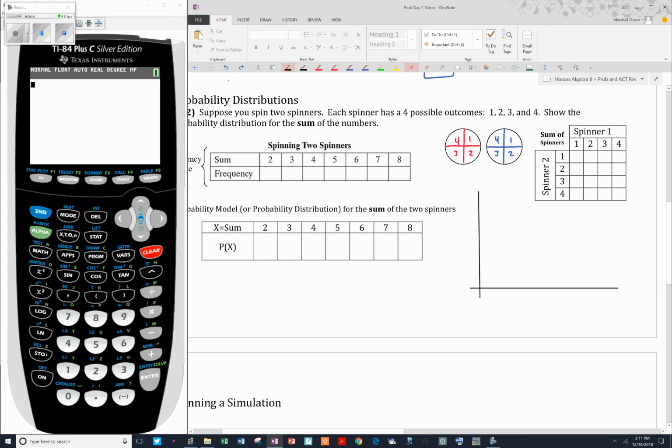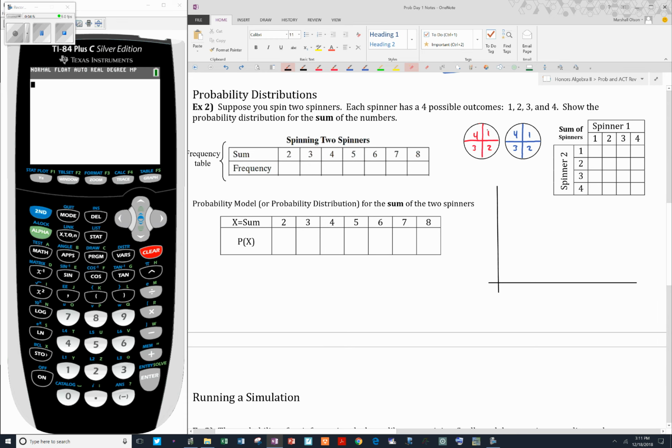All right, so those 4 outcomes are evenly distributed here. So the probability of getting a 1 is the same as a 2 or a 3 or a 4 on each of those. We're talking about, and this is important, the sum of the numbers from the two spinners.